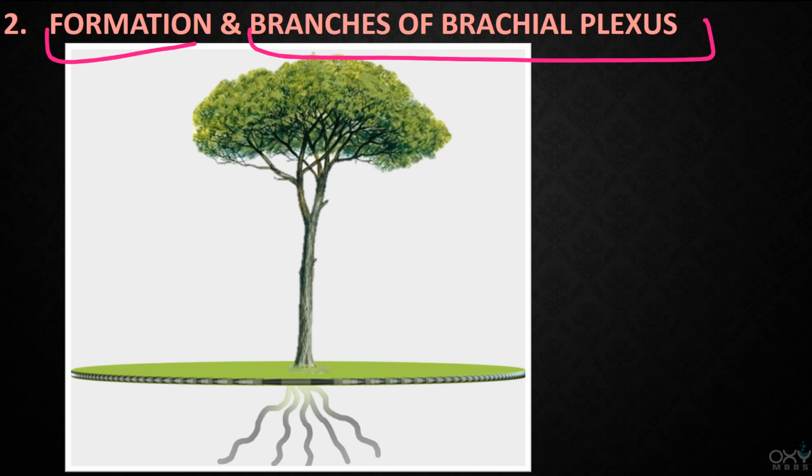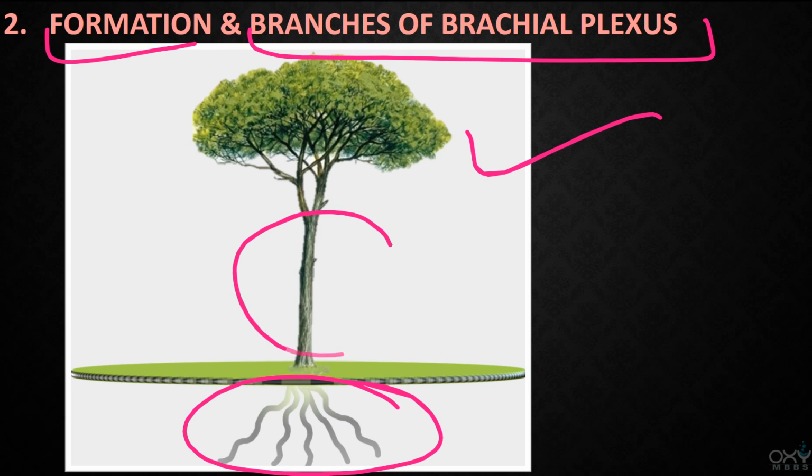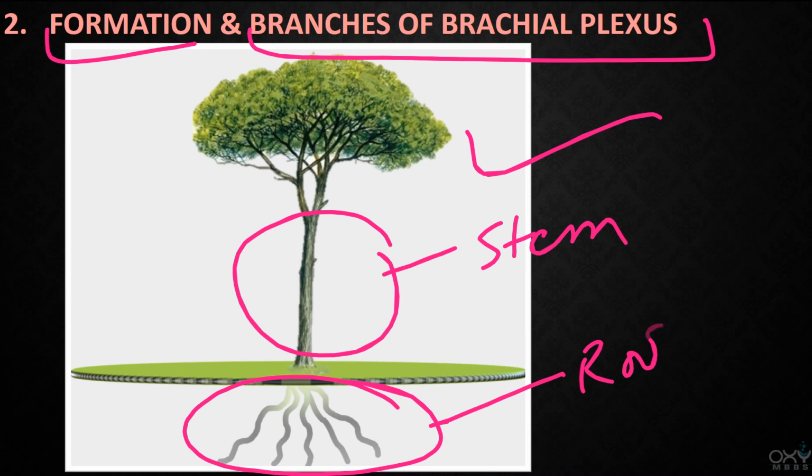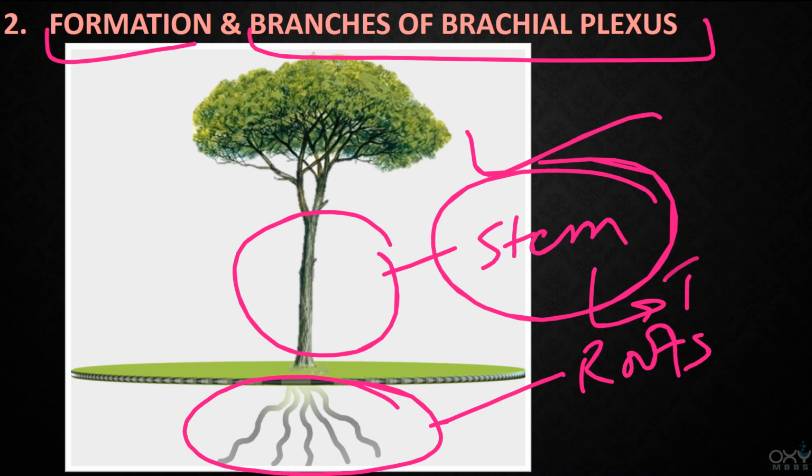we are taking a very beautiful tree, and as you all know, what are the parts of a tree? This is the root part, this is the stem, and these are the roots, and this stem is also called what? Trunk. And this trunk or stem divides into some divisions.